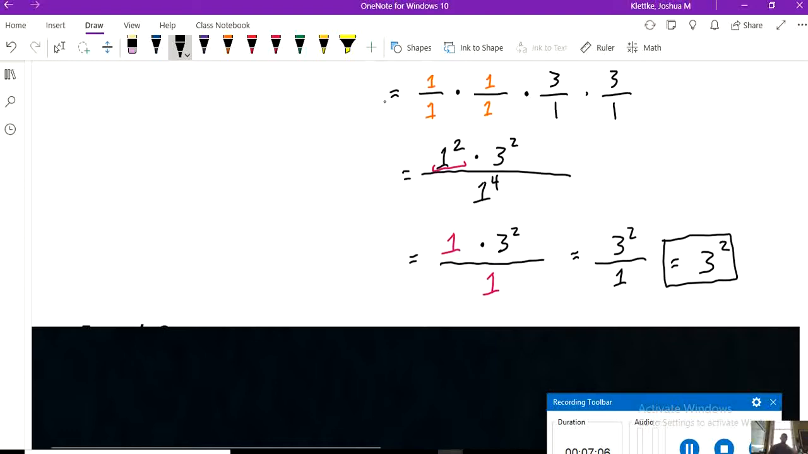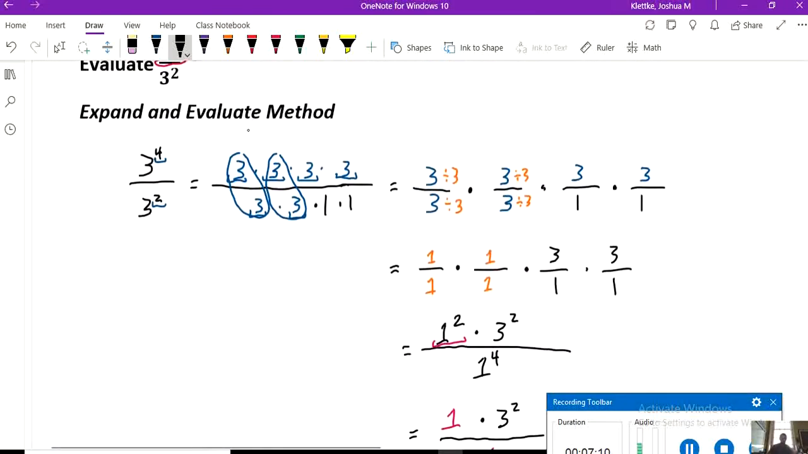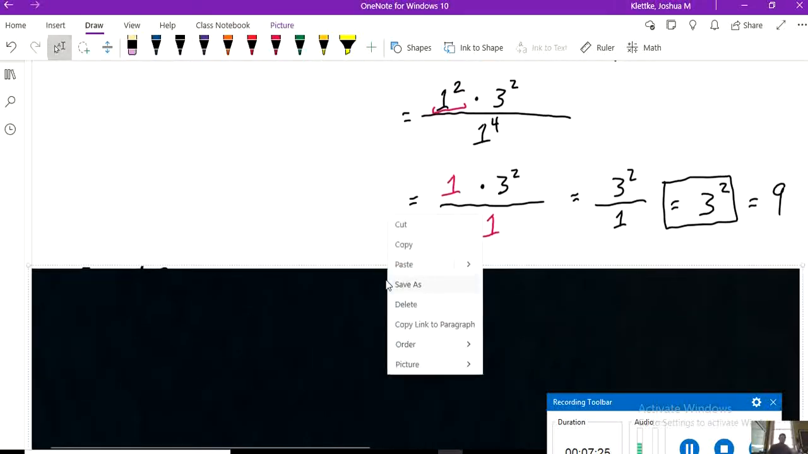Okay. So we expanded and evaluated there. Actually, evaluated would be 9. 3 times 3 is 9. But we do want to focus on this as the main idea of this lesson. Let's look at another example.